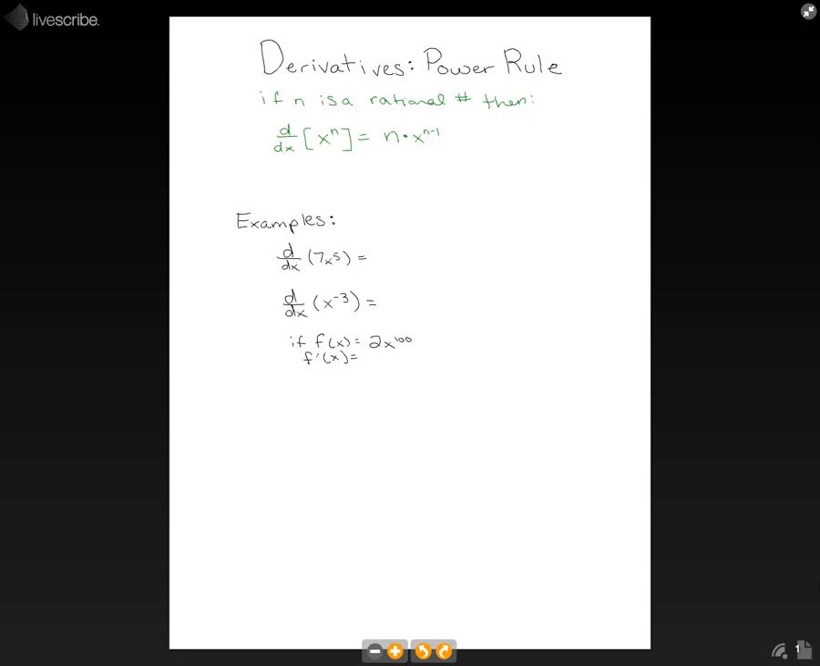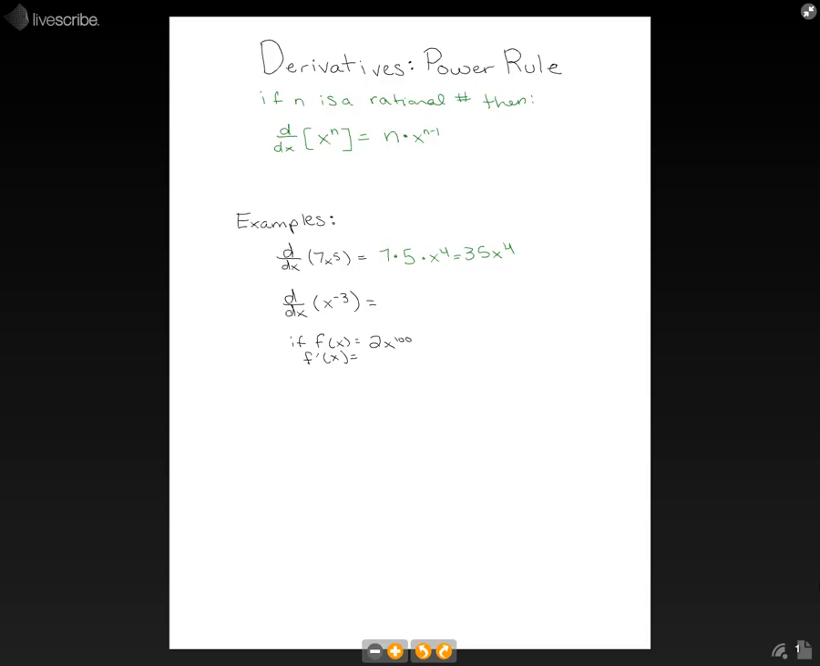So if we have the derivative with respect to x of 7 times x to the 5th, that's simply going to be equal to 7 times 5 times x to the 4th, or 35x to the 4th. The constant on the outside of the derivative there doesn't really make a difference. It's just multiplied onto the 5, so you can see how that works.